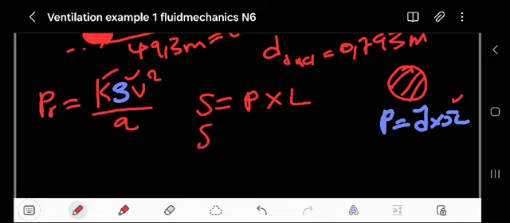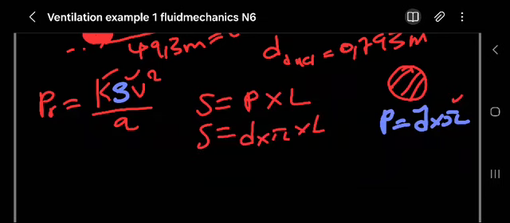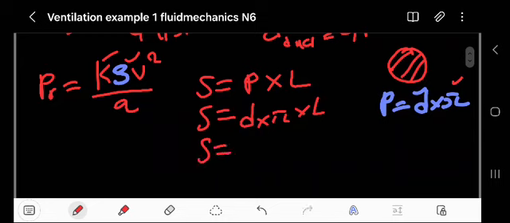Then we know that the perimeter, since we're dealing with the duct, whose cross-sectional area is a circle, will be diameter multiplied by pi, or pi multiplied by diameter, multiplied by the length of the duct, that we are given there. So the diameter is 0.793 that we are given, multiplied by pi. Then the length, what is the length?